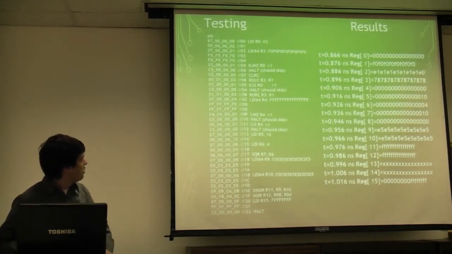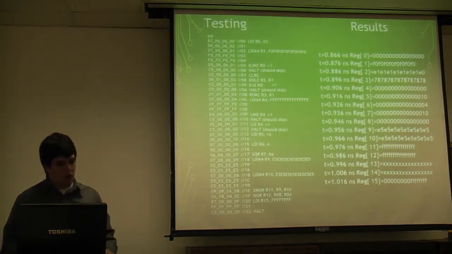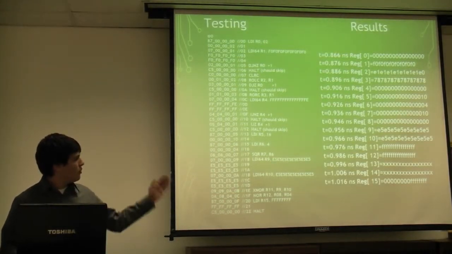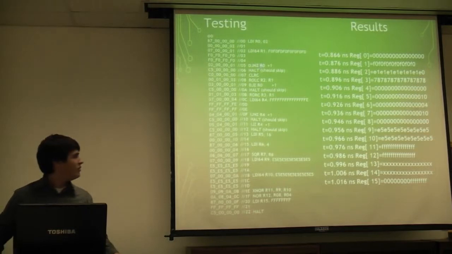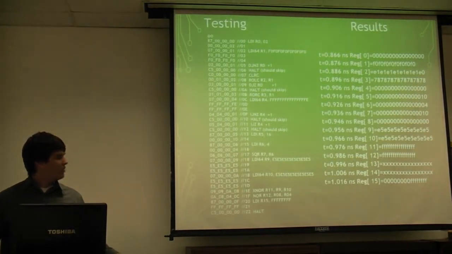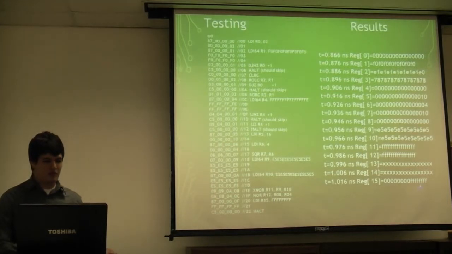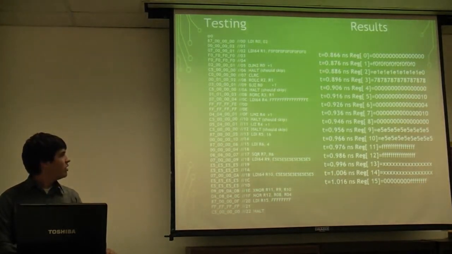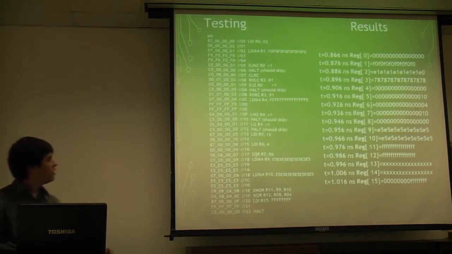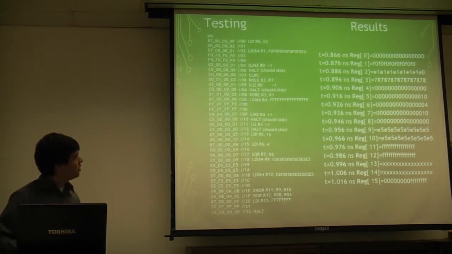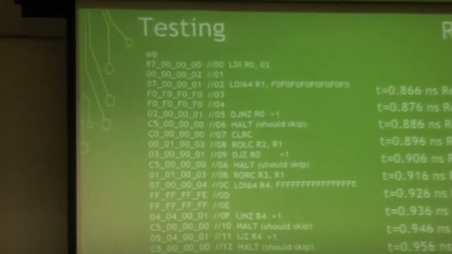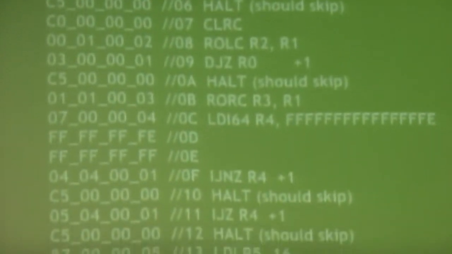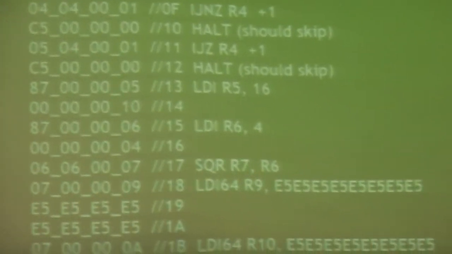And this is a little test script that we did, with our results being in R15, the upper part zeros and the lower part F. So it's formatted so that if the decrement jumper, zeros, those types of instructions do not work, it will halt early and R15 will not get that value, but since it does, it works. And also the load immediate with R1 should get F0, F0, etc., and it does. And then the rest we're just testing the rotate left to carry and the square. R6 would get 4, and then square that, it should be 16, or 10 hex, in R7, and it is.